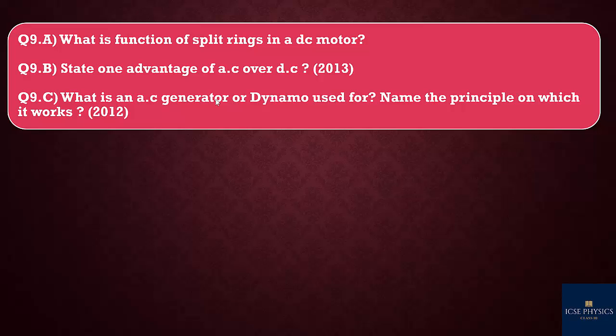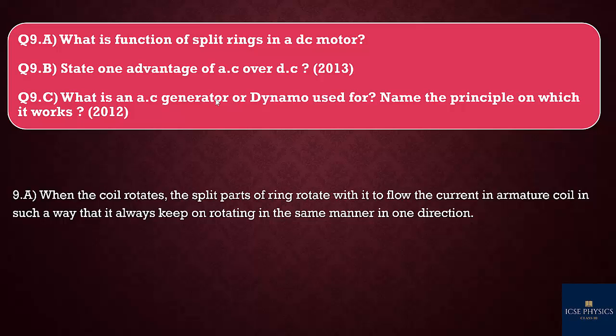Question number 9. What is the function of split rings in a DC motor? Answer is, when the coil rotates, the split rings rotate with it to flow the current in the armature coil in such a way that it always keeps on rotating in one direction. So the function of the split ring in a DC motor is that it helps in rotating the coil in one direction. Second part.